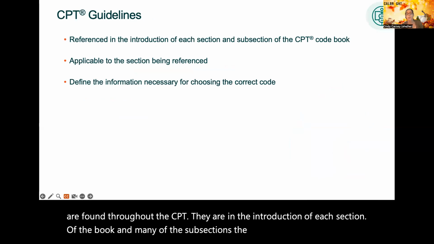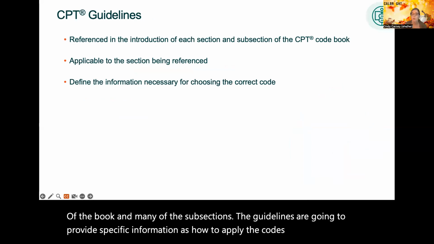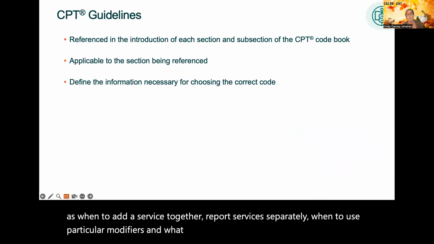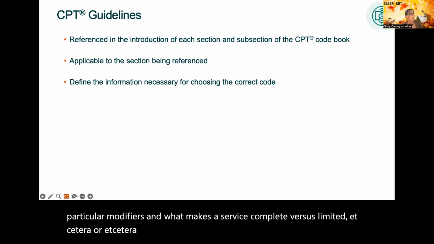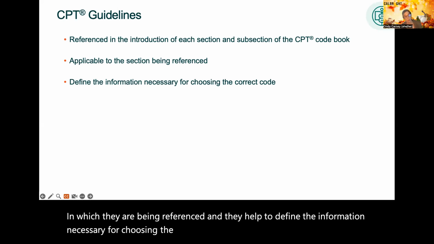The guidelines are going to provide specific information as how to apply the codes in the section, such as when to add a service together, report services separately, when to use particular modifiers, and what makes a service complete versus limited, etc. So the guidelines are going to be applicable to the section in which they are being referenced, and they help to define the information necessary for choosing the correct code.